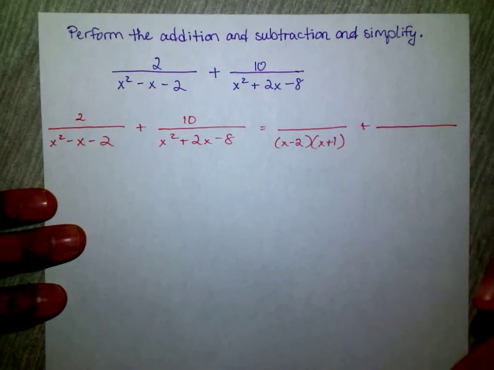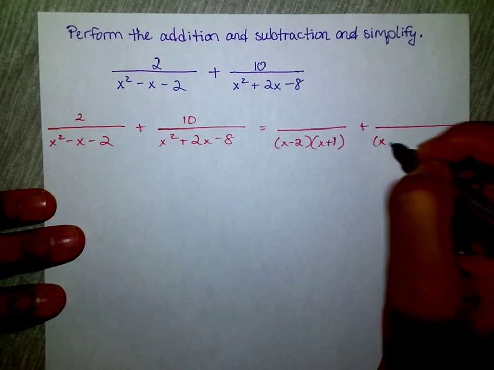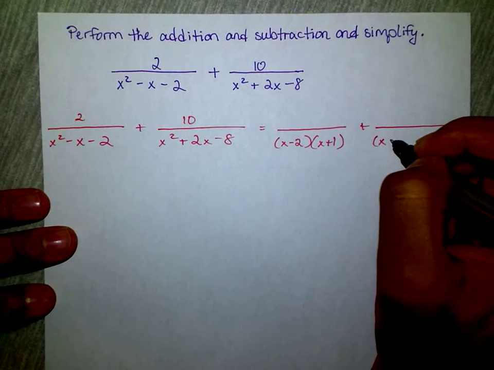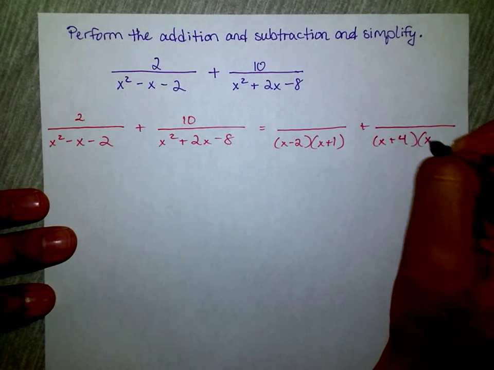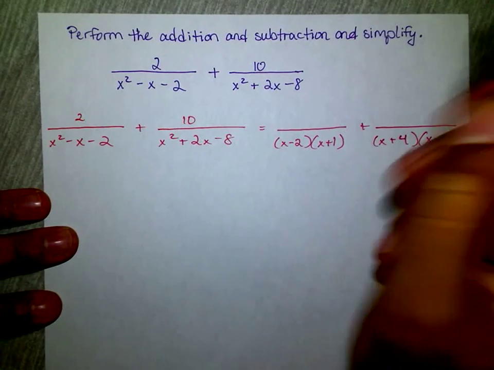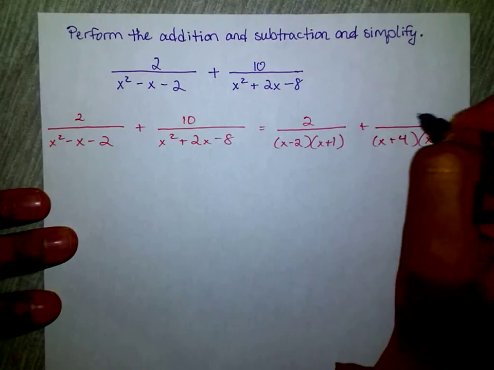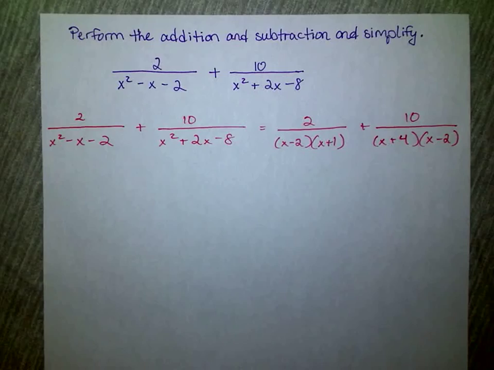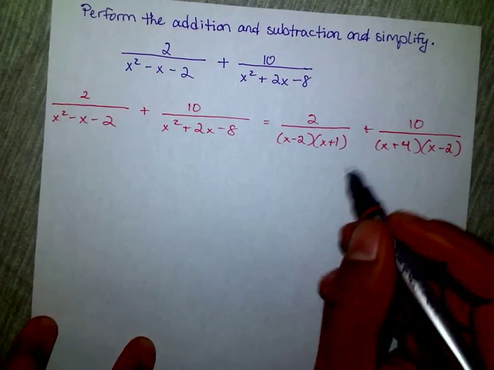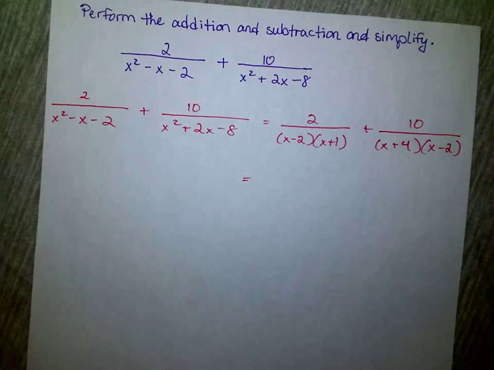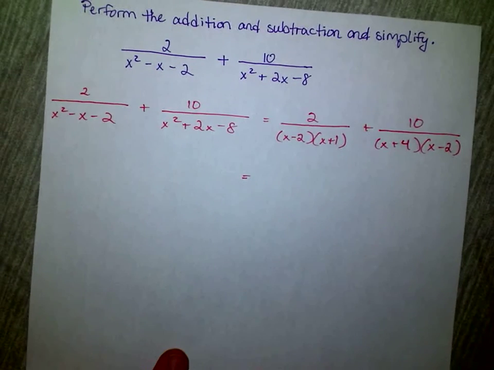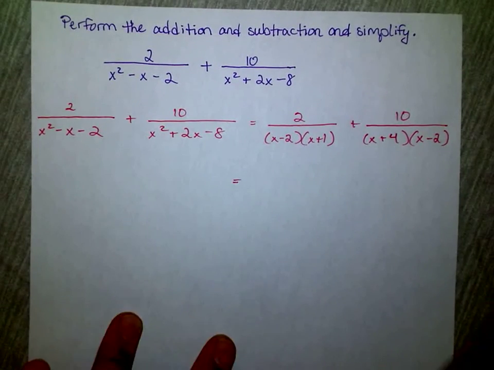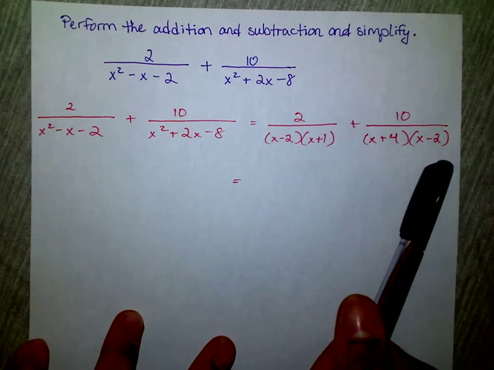And when I factor the bottom on the other side, that's going to give me x plus 4 times x minus 2. And on the top over here I have 2, and on the top over here I got 10. Said those backwards. Now, once again, remember, in order to add fractions, they have to have common denominators.